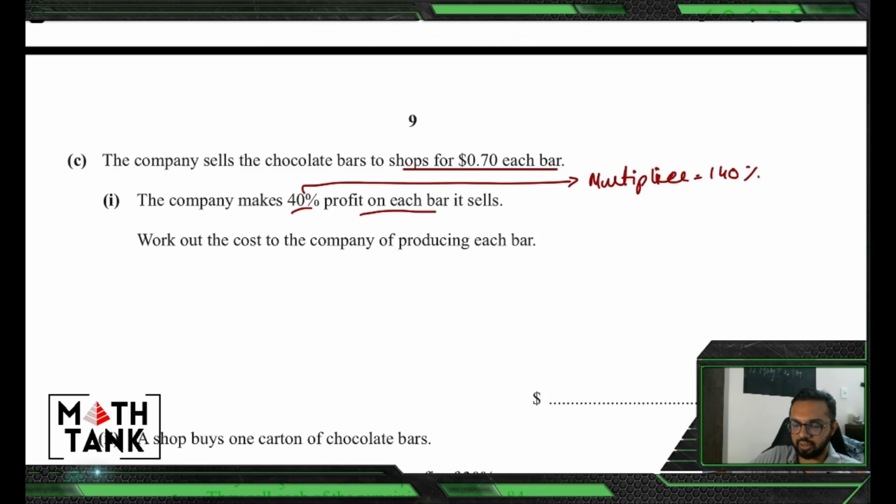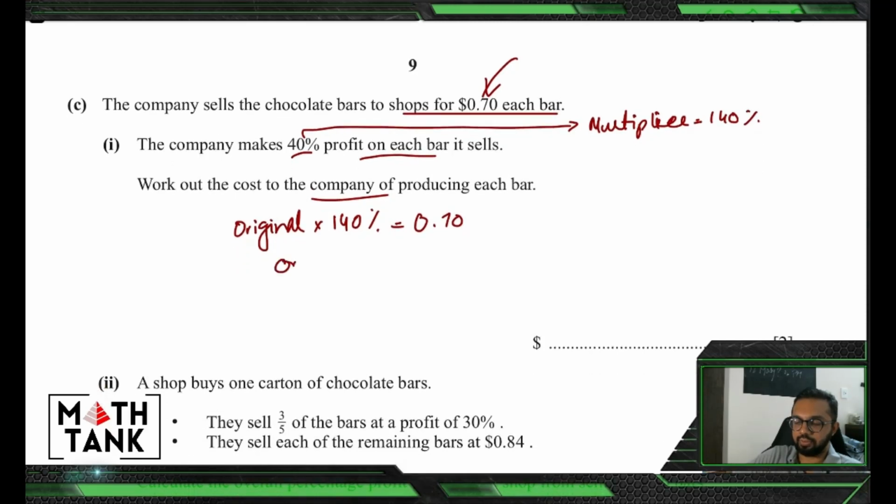Profit on each bar. Work out the cost to the company of producing each bar. Okay, so I'm selling for 0.70. I can say that the original cost is missing, but I've taken a 40% profit, which means I've increased 40% on the original cost and gotten 0.70. So the original should be $0.5.